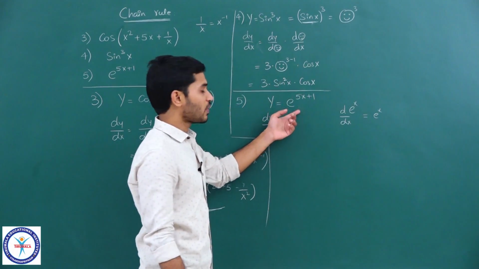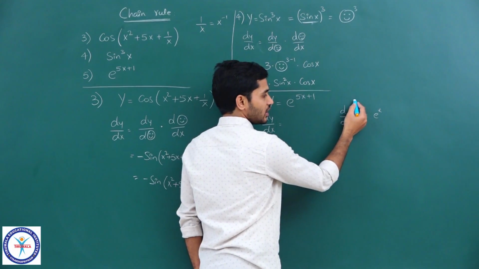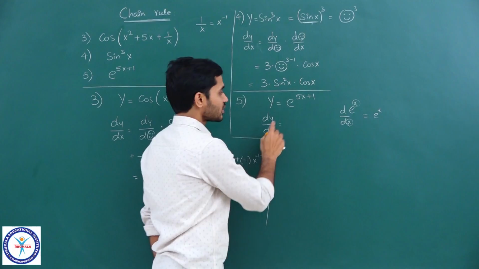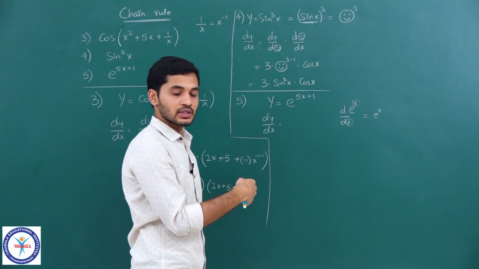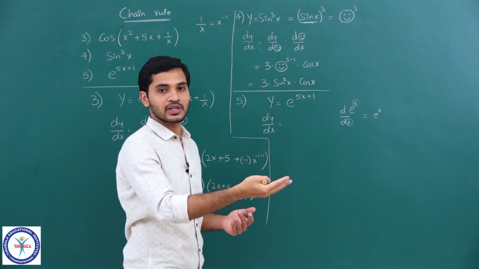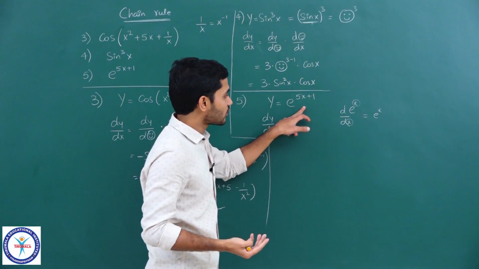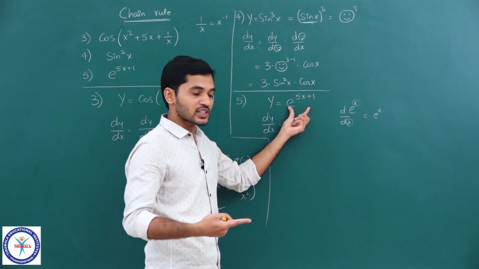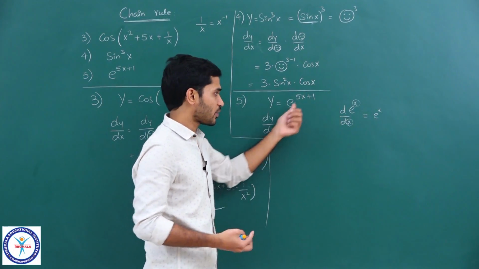But here I have e power 5x plus 1. So I know how to differentiate e power something with the same something. So I am going to differentiate this with 5x plus 1, clear? Then I will differentiate 5x plus 1 with respect to x. That is the chain here. So first, instead of differentiating this directly with x, you differentiate this with respect to 5x plus 1. When I do that, I get e power the same expression.